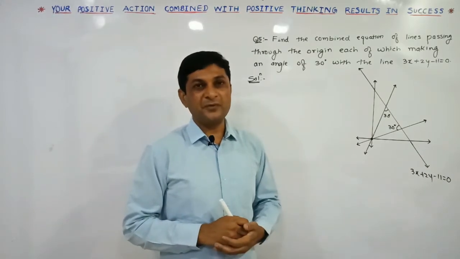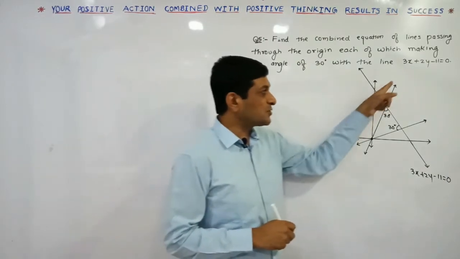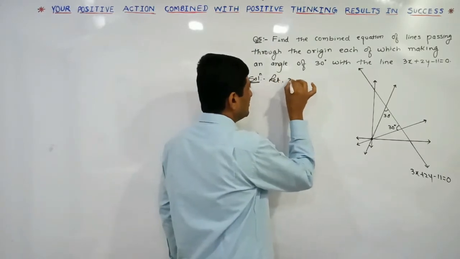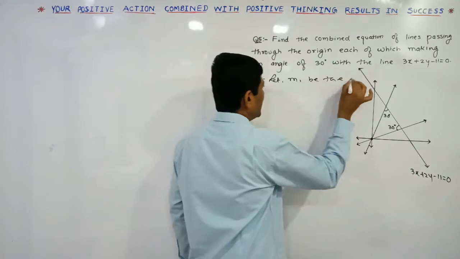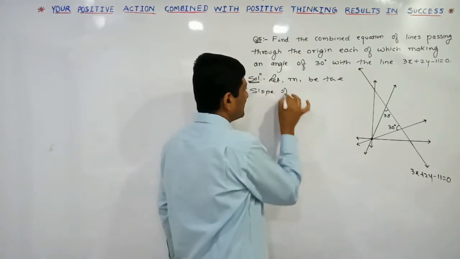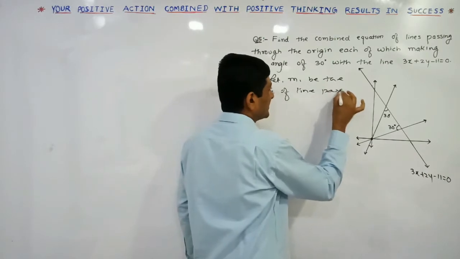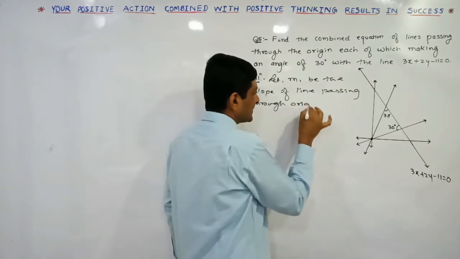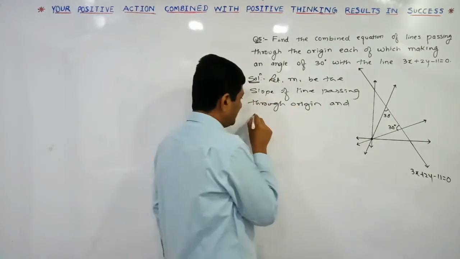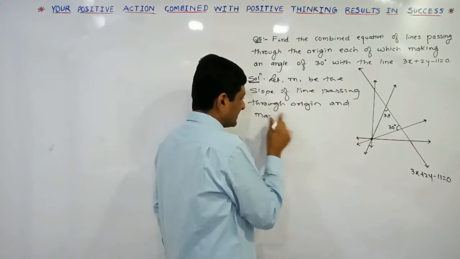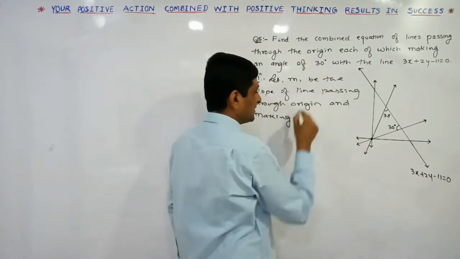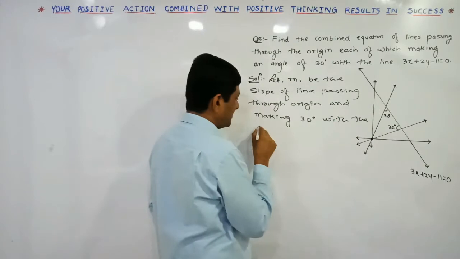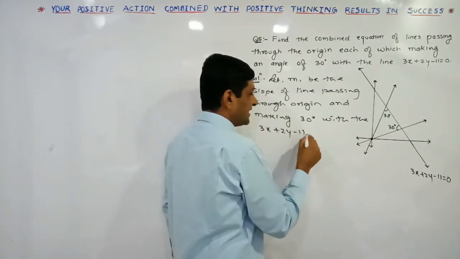To apply this formula, we will require the slope of two lines. So let us denote the slope of the line passing through the origin by m1. So here our supposition is, let m1 be the slope of the line passing through the origin and making an angle of 30 degree with which line? With the line whose equation is 3x plus 2y minus 11 is equal to 0.